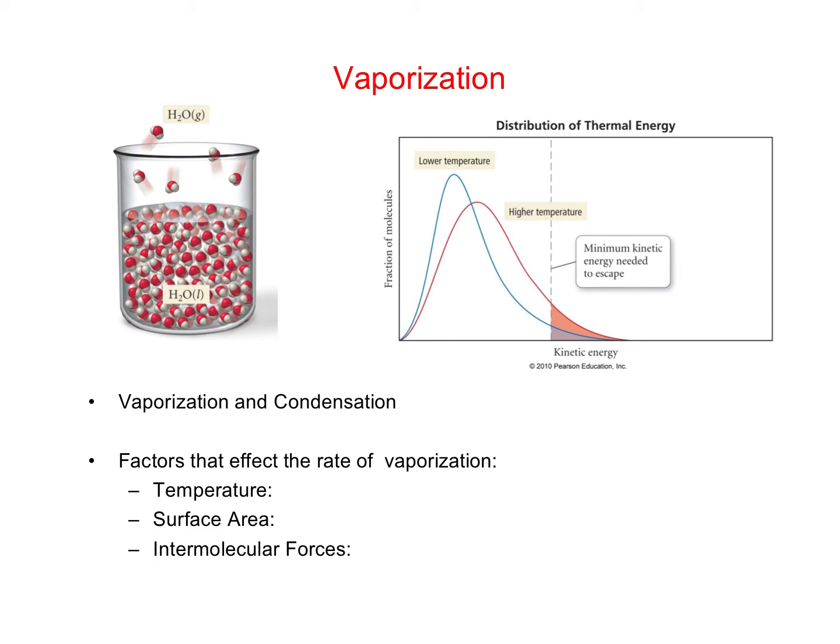Surface area also plays an important role. If you have a water molecule down here in the bottom of the beaker, even though it might have enough energy to escape and go into the gas phase, it can't get out, right? It's going to bump into all these other molecules on its way to the surface, and it's going to lose that energy. But the greater surface area we have, the larger percentage of molecules that find themselves with enough energy and are close to the surface and are therefore able to evaporate.